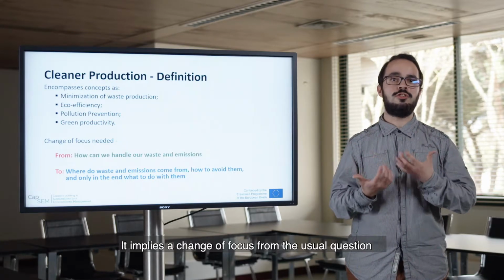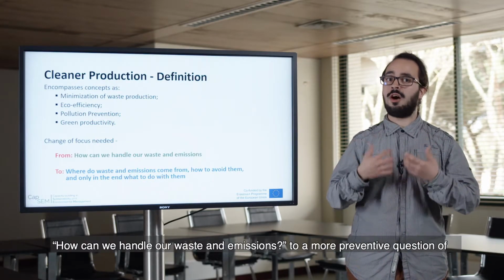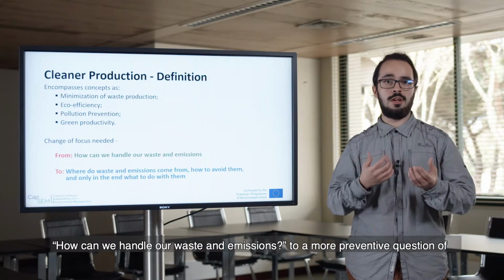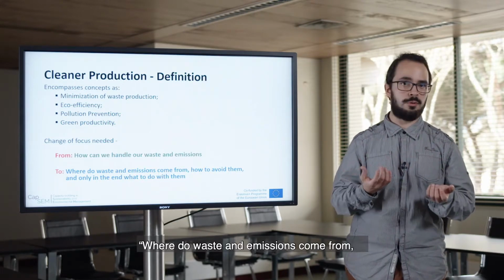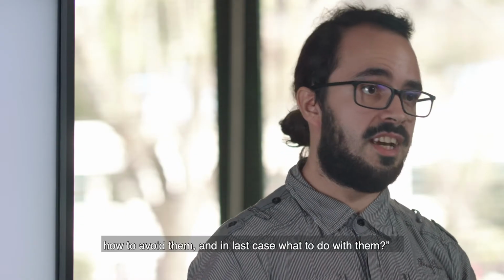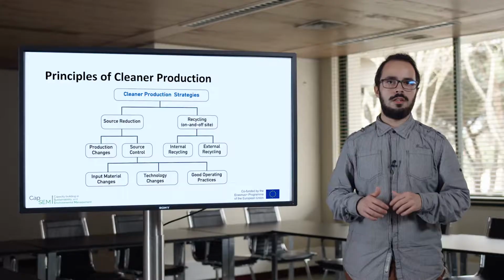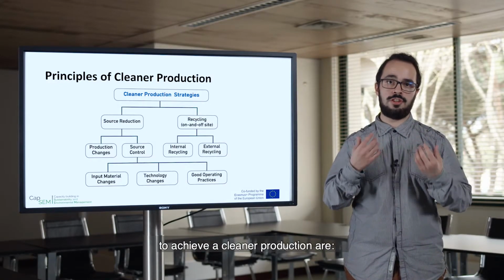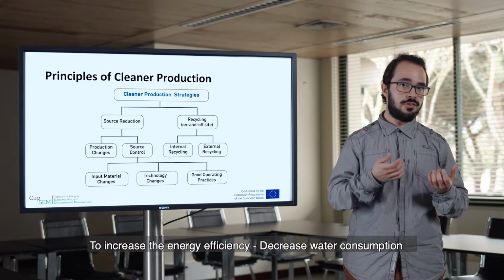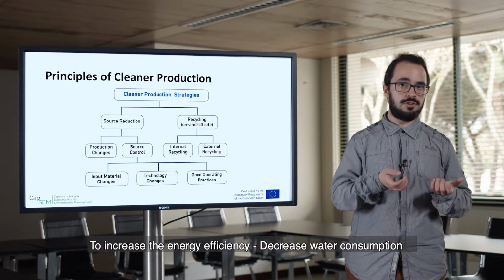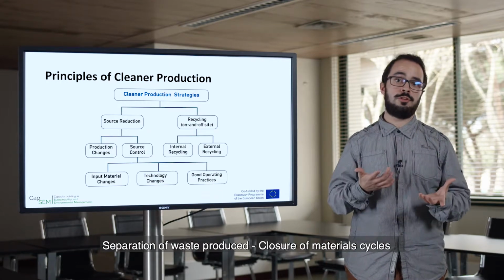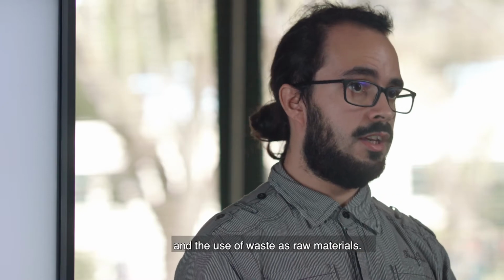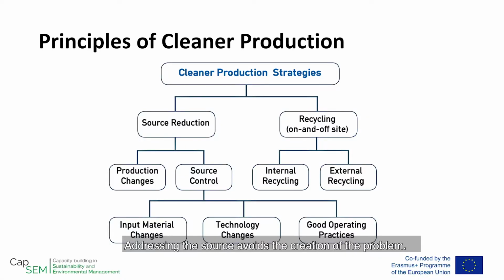It implies a change of focus from the usual question, how can we handle our waste and emissions, to more preventive questions of where do waste and emissions come from, how to avoid them, and in last case, what to do with them. The principles that should guide the application of measures to achieve cleaner production are to increase the energy efficiency, decrease water consumption, separation of waste produced, closure of material cycles, and the use of waste as raw materials. Addressing the source avoids the creation of the problem.